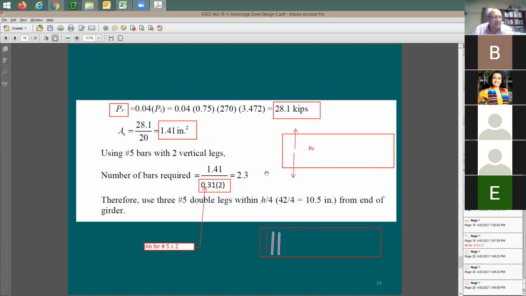Any other questions on this design methodology? So simple. You take 4% of the compressive force, the pre-stressing force, and put some ties to take this force based on 20 ksi max. That's it.